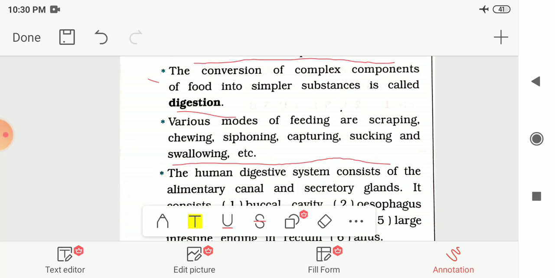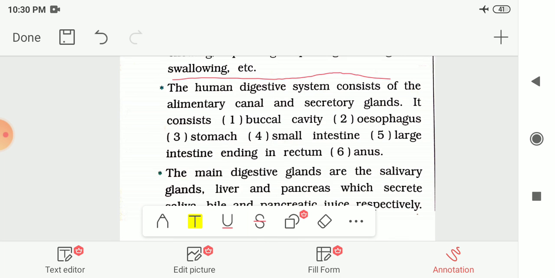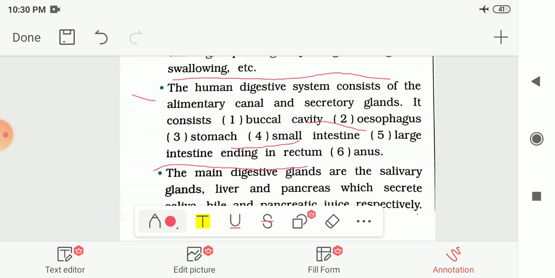Then after that we had seen what the human digestive system is and what the different parts of this system are. The human digestive system consists of the alimentary canal and secretory glands. The alimentary canal consists of the buccal cavity, esophagus, stomach, small intestine, large intestine, which ends at the rectum, and at the end is the anus. So these are the different parts of the alimentary canal of the human digestive system.